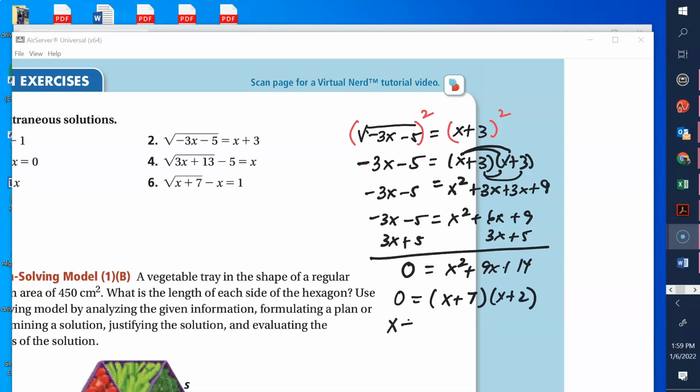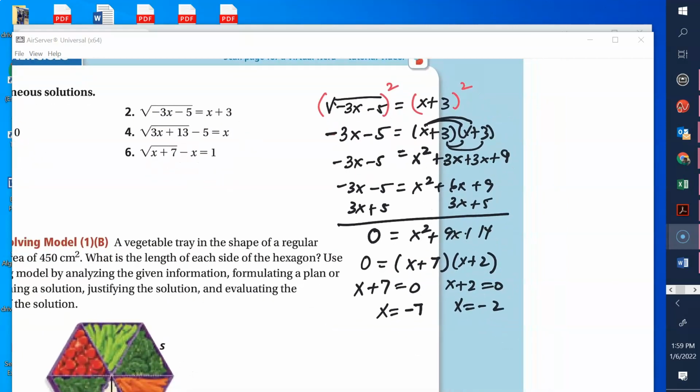So you have x plus 7 equals 0, x plus 2 equals 0. So what does x equal? Negative 7. x equals what? Which is the only answer? Negative 2. So you have the square root of negative 3 times negative 2 minus 5, which has to equal the right side, negative 2 plus 3. What's negative 2 plus 3? 1.